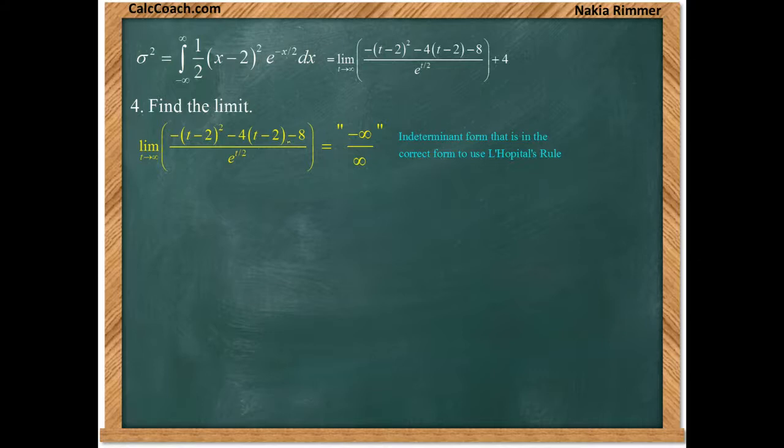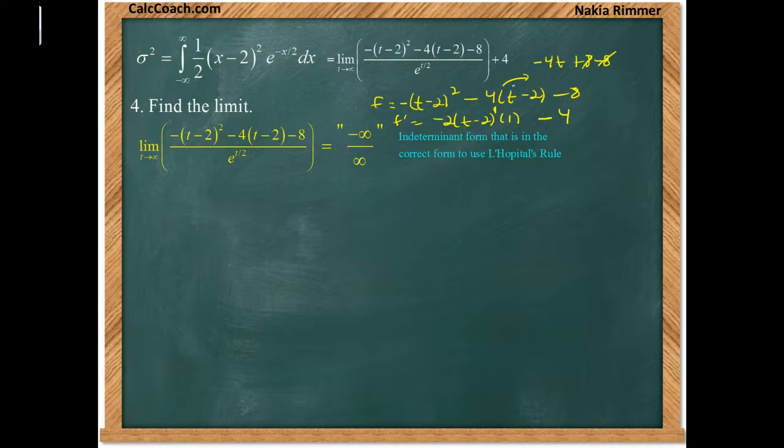How does L'Hopital's rule work? You can take the derivative of the numerator. Now be careful here. If your function is negative t (t minus 2) squared, negative 4 (t minus 2) minus 8, what's your derivative? You bring down the negative 2 and you take (t minus 2) to the 1. Derivative of the inside is 1. Then here you're going to get a minus 4. If you want to, you can distribute this out and get minus 4t plus 8, and then there's a minus 8. Those guys go away anyway. I'm going to leave them in there though.